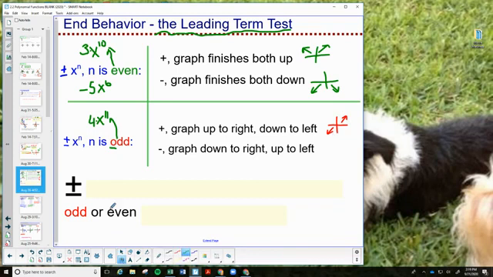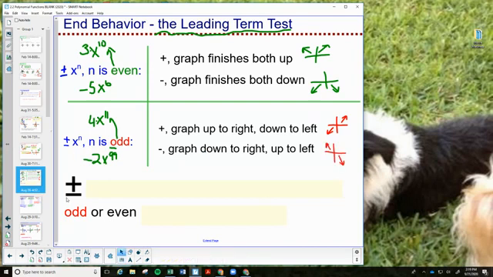And one last example, if I had 2 times x to the power 99, that's odd. Ooh, that's supposed to be an exponent, should be written small. But if this was negative, then this side wouldn't be going up, it'd be going down. And the other side, because it's odd, is going to have to go the opposite way. So it'd look like this.